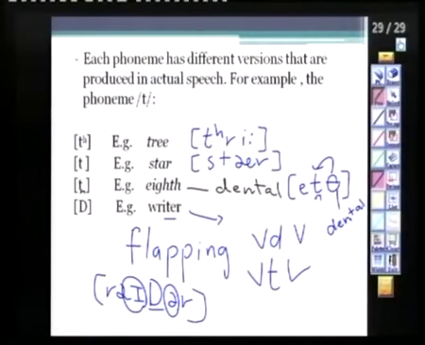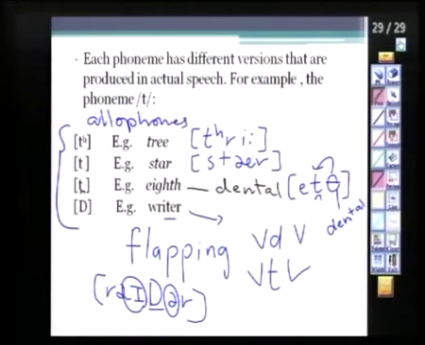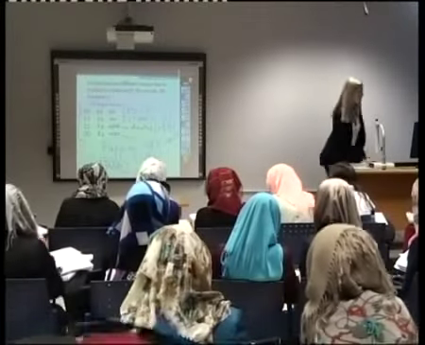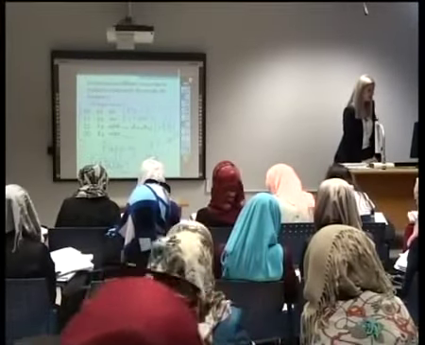Now we said we call all of these versions allophones of the phoneme /t/. So all of them are called allophones. Remember, for allophones you use square brackets. So those are allophones of the phoneme /t/. Good? Okay, let's continue. You're done with that? Okay, let's continue.